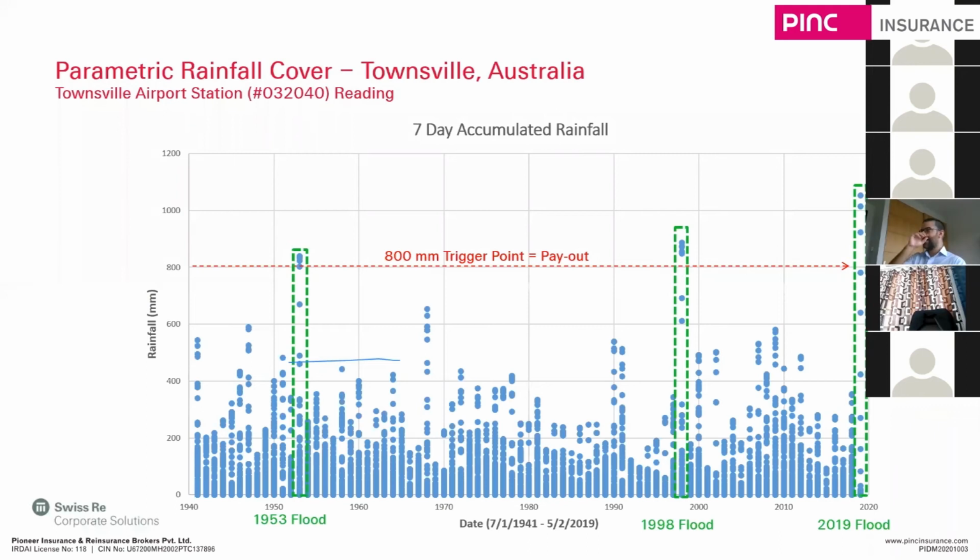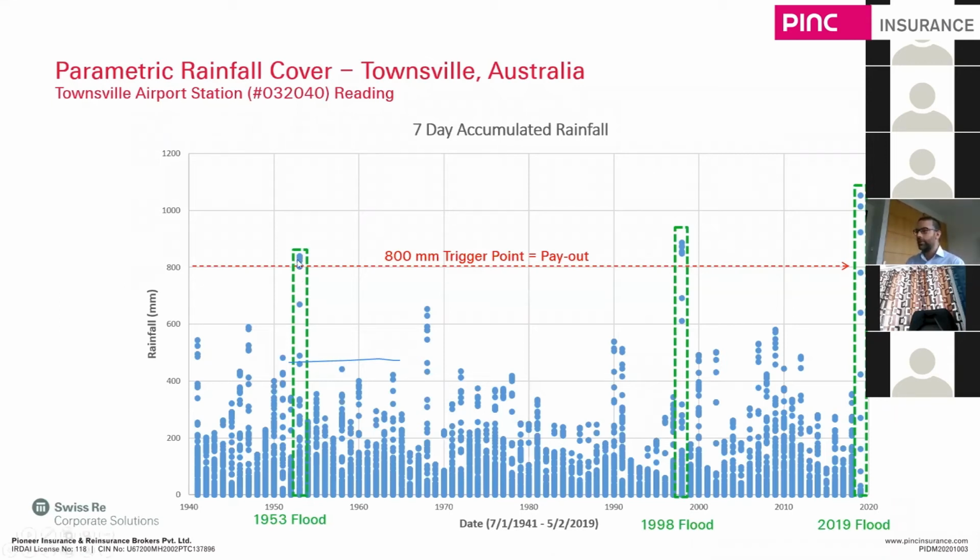So here's an example. I was looking at some data from Townsville. Townsville had some floods in Australia early in 2019. And then getting all the data from the weather provider there, you could see if you group all the data together and put together an accumulative rainfall trigger, there was a clear trigger that occurred every time there was a major flood from 1953, 1998, and 2019. So this looks like the trigger is a well-picked trigger.